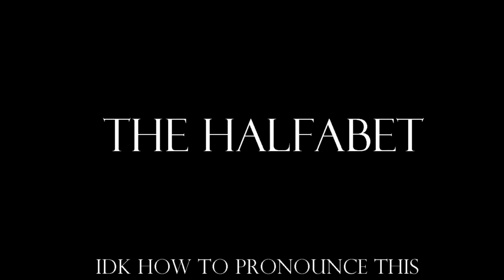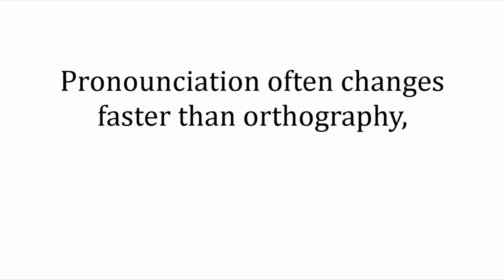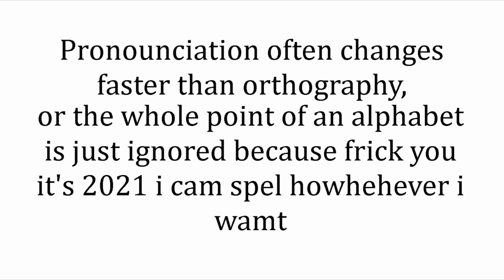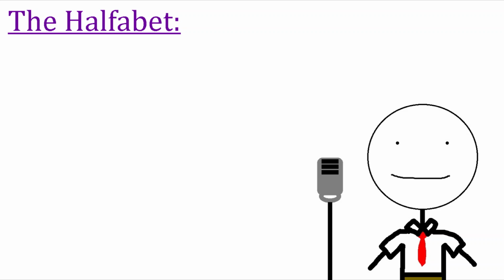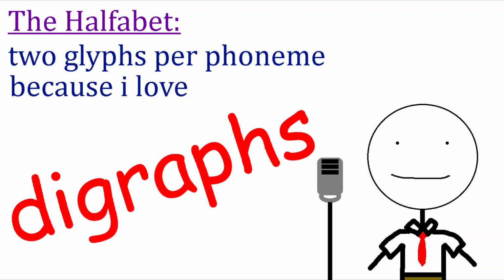The alphabet. Most alphabets in the world are flawed, as pronunciation evolves faster than orthography, or the fundamental alphabet structure of one phoneme per glyph, one glyph per phoneme is forsaken. The alphabet is a type of writing system with the basis of two glyphs per phoneme. In other words, everything is a digraph.